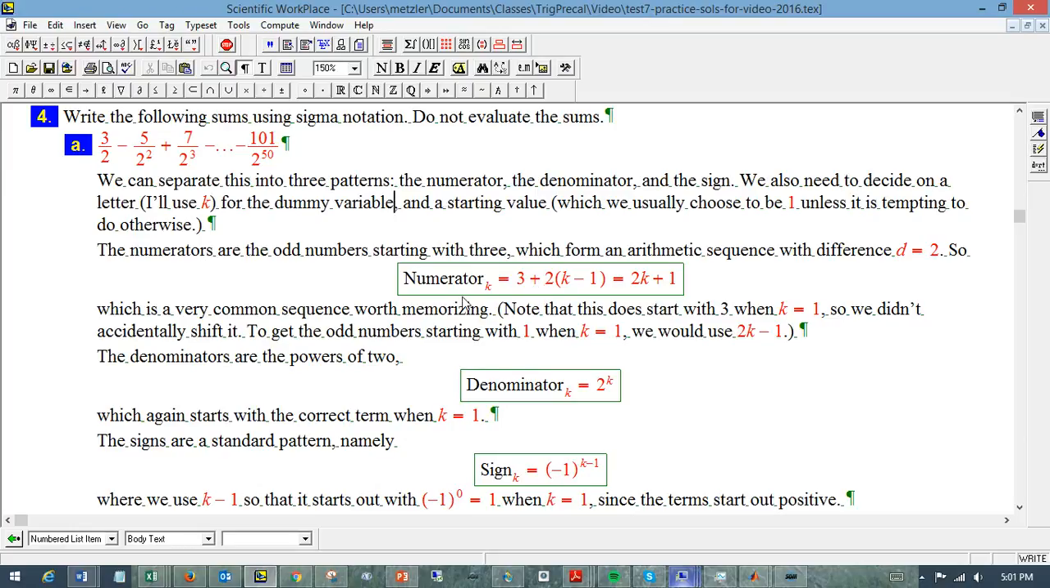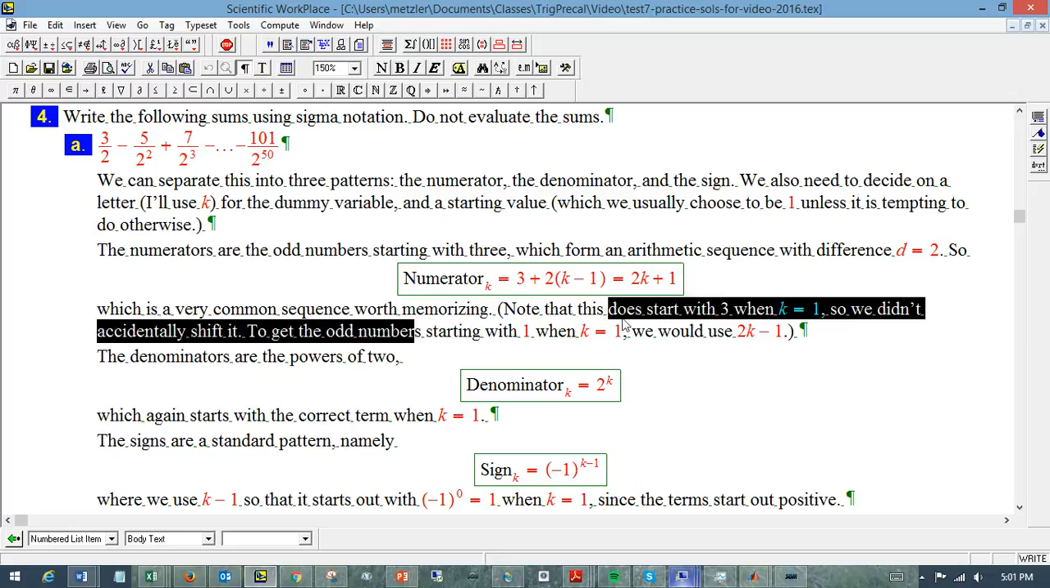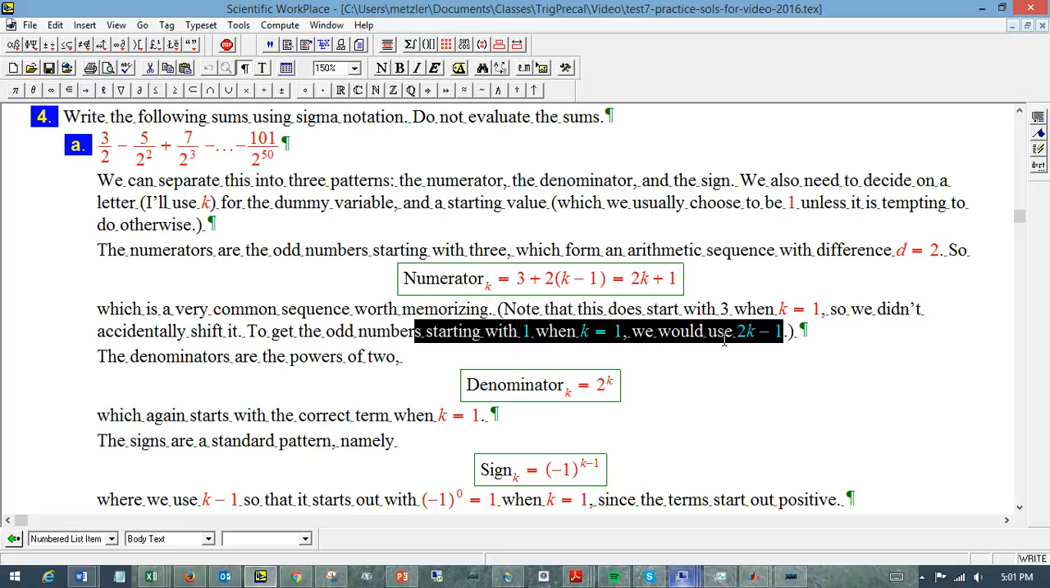And so the numerator at stage k, this is going to be the first term, the second term, the third term, etc. of the sum, is just going to be 3 plus 2 times the number of steps between 1 and k. Simplifies to 2k plus 1. And as I say here, very common sequence, worth memorizing. Odd numbers, if you start with 3, is 2k plus 1. Okay. If you want the odd numbers starting with 1, which is a little bit more natural, and you start with labeling it by k equals 1, you're going to use 2k minus 1. Very standard.